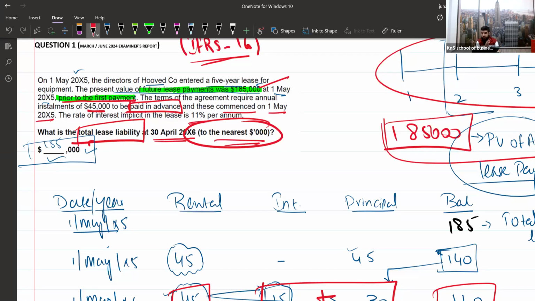Renuka, are you clear with this one? So whenever you want to calculate the current liability in case of the advance, all you have to do is look at the next rental. The next rental is going to be the current liability. And in that next rental, there will be two elements, the interest and the principal amount. Renuka, are you clear with this one?